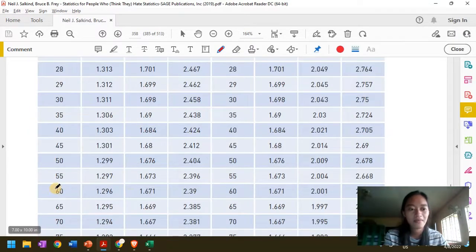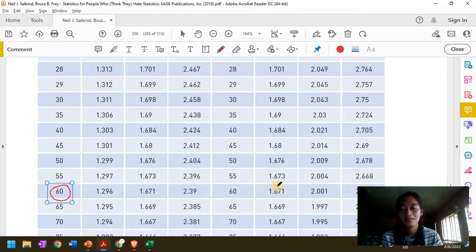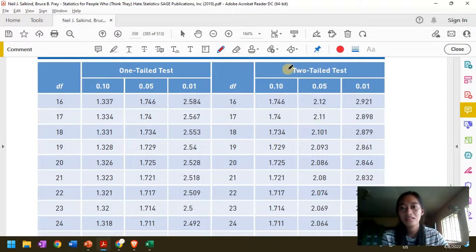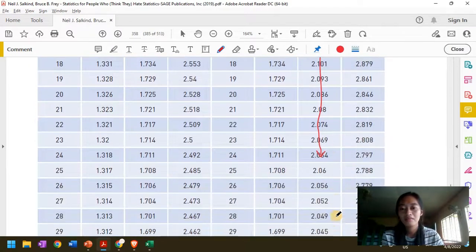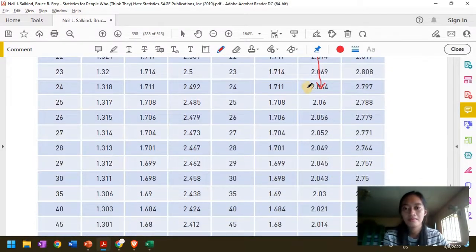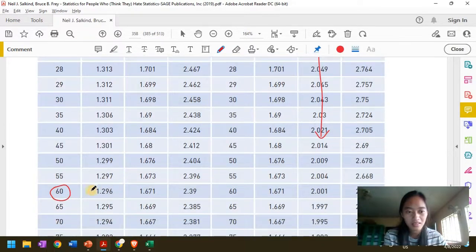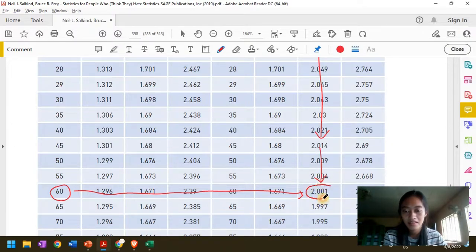Si 60. Unya, diri nga lane ni sa tunga-tunga, two-tailed. Padulong pa gyud ta diri sa ubos, hantod magtungod ta diri ni 60. So, here we are. Our critical value is 2.001.